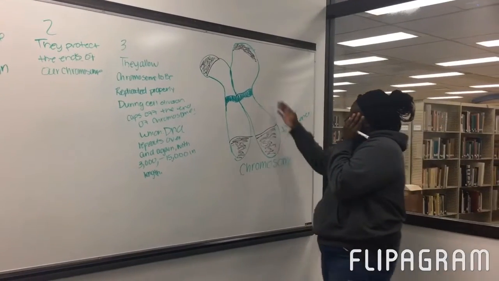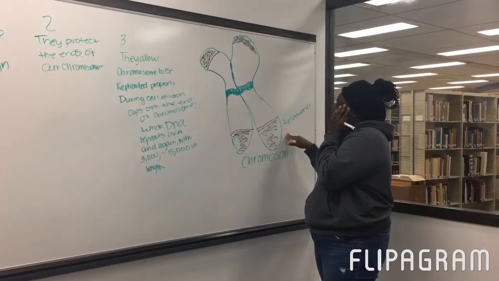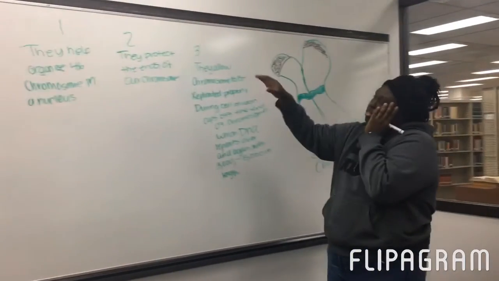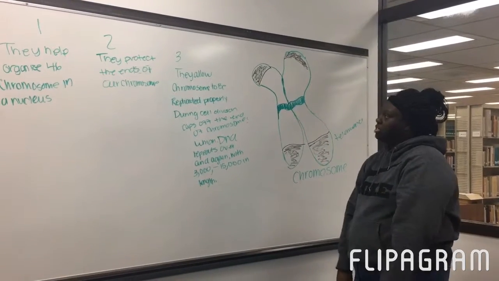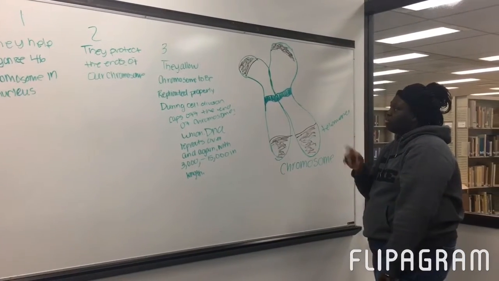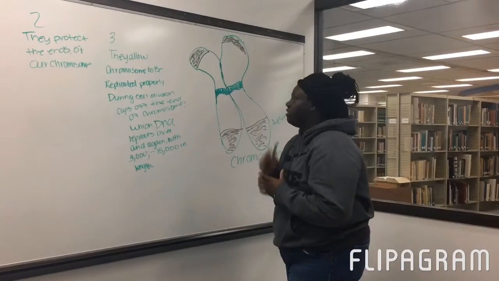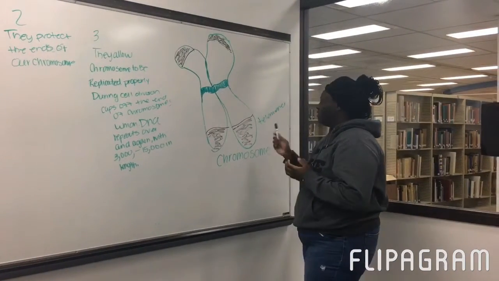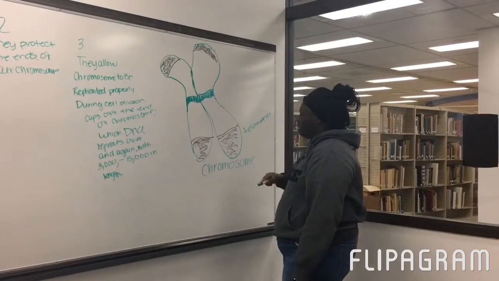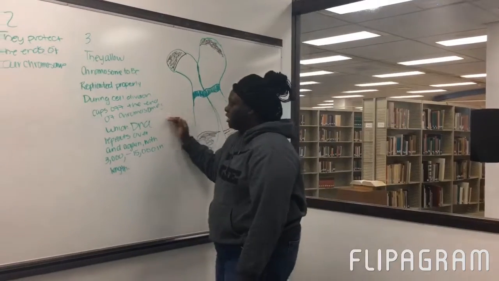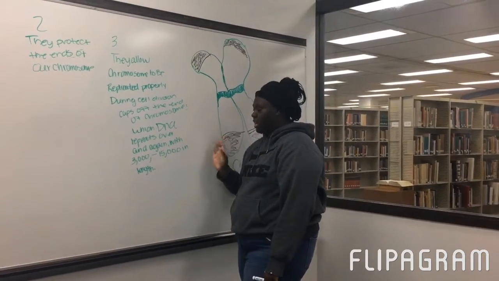As you can see in the green, this is a chromosome, and this is a telomere. They help organize 46 chromosomes in a nucleus, and they protect the ends of our chromosomes. Also, they allow the chromosomes to be replicated properly during the cell division. As you can see in the photo, it caps off the end of our chromosomes, which DNA repeats over and over again with 3,000 through 15,000 in length.